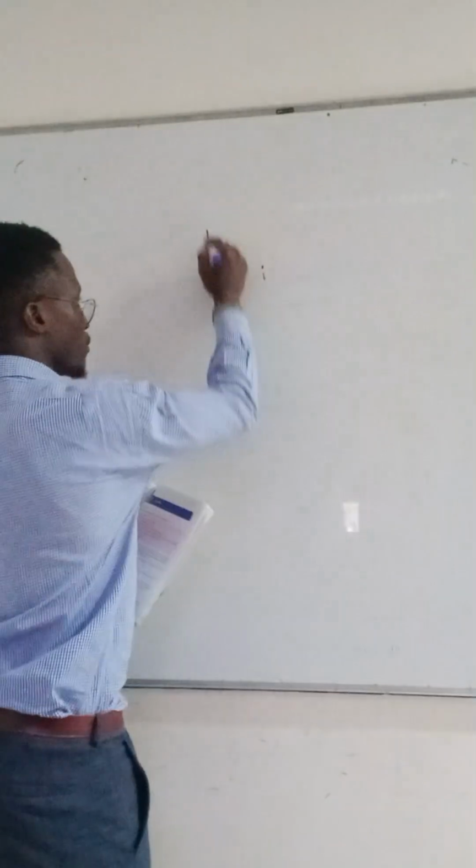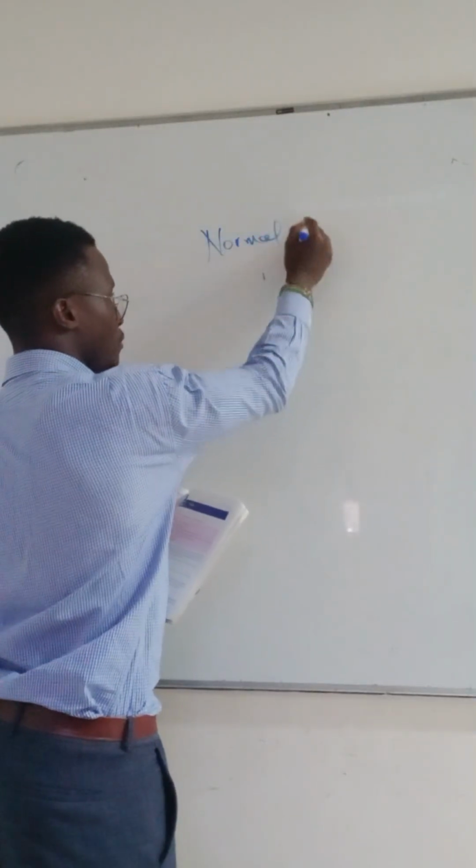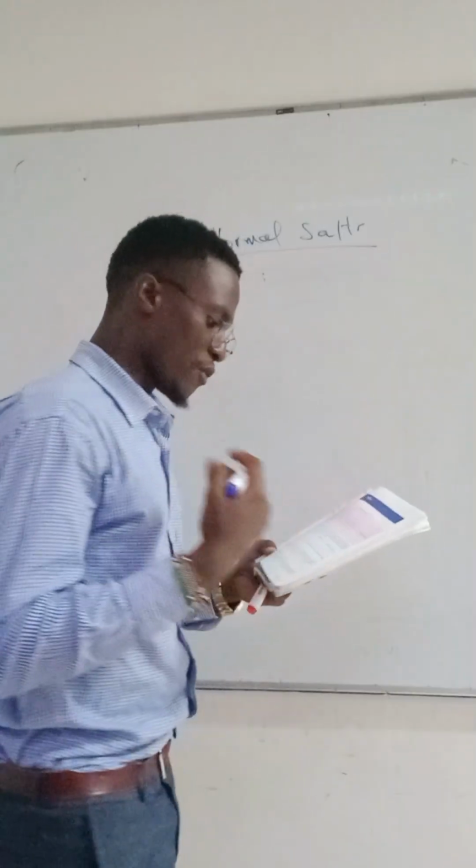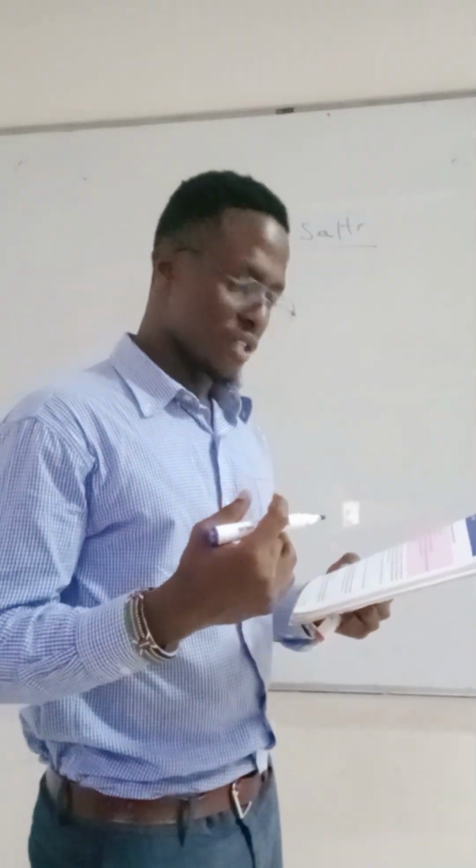I'm going to start with normal salts. If somebody asks you what is a normal salt, you must be in a position to answer that question because it's a very easy question. So, what is a normal salt? Basically, a normal salt is a salt that does not contain any replaceable hydrogen atom. For example, I want us to form one normal salt, which is sodium chloride.